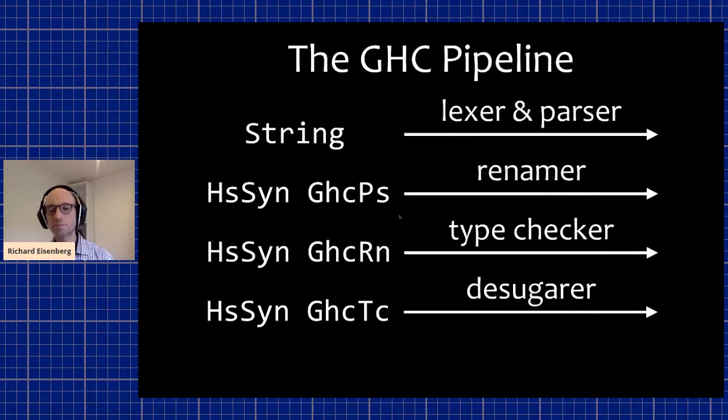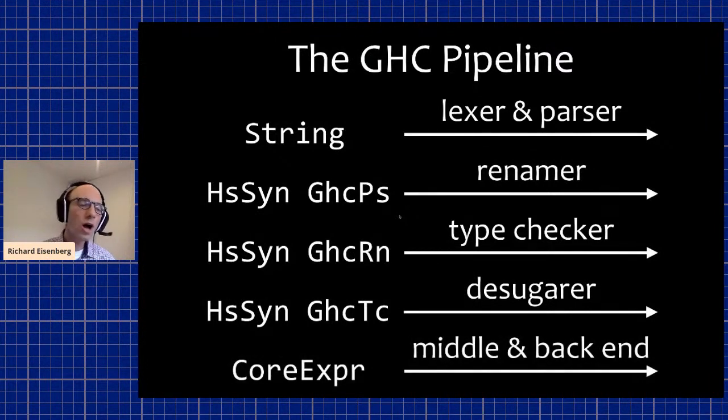And then after this, we desugar, and then the desugar produces Core. So again, in Core, there are several different data types involved. I've just chosen CoreExpr. And then CoreExpr is what's used in what I'm calling the middle and the back ends of the compiler. So the middle would be all of the optimizations.